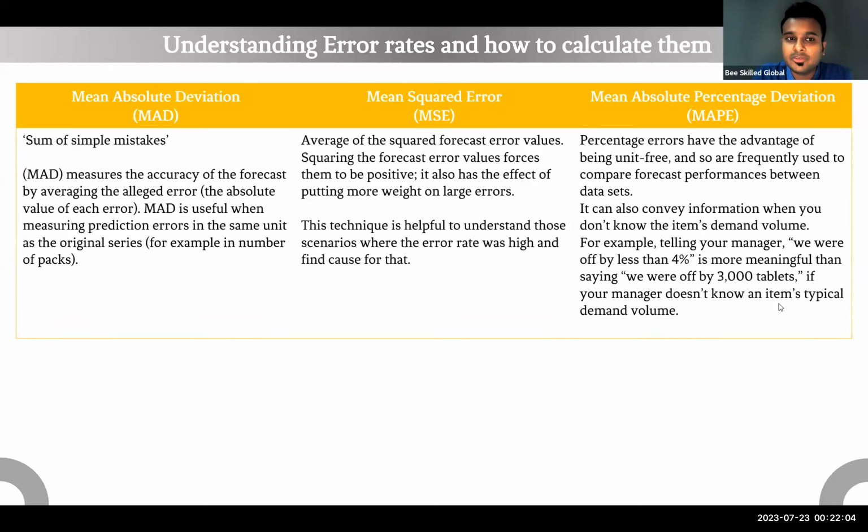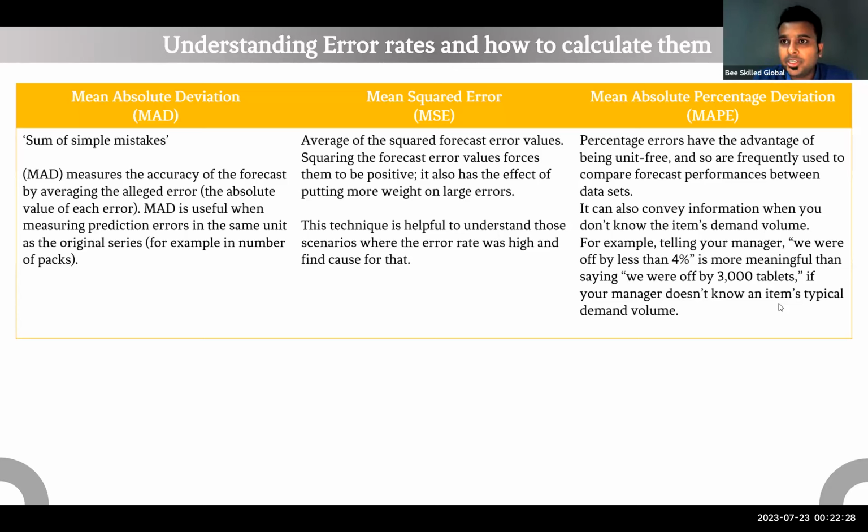So what is mean absolute deviation? It's called the sum of simple mistakes. It simply means measuring the accuracy of the forecast by averaging the absolute error. When you subtract the actual from the forecast, it gives you a number, and that number is your mean absolute deviation.